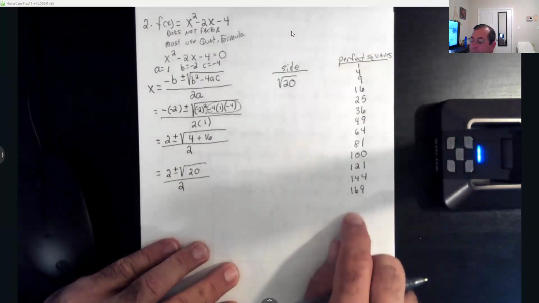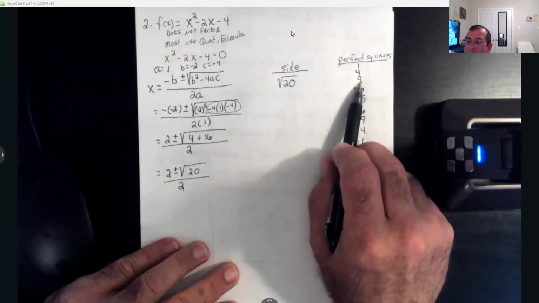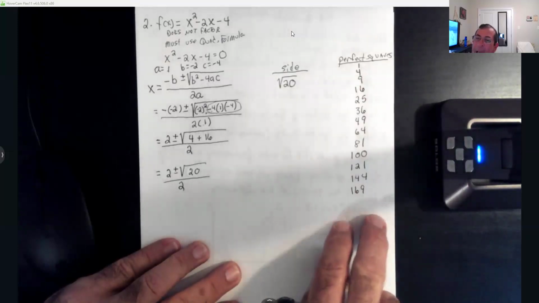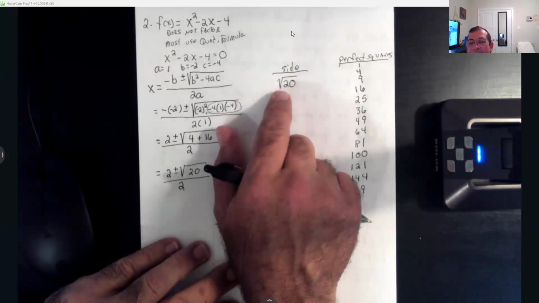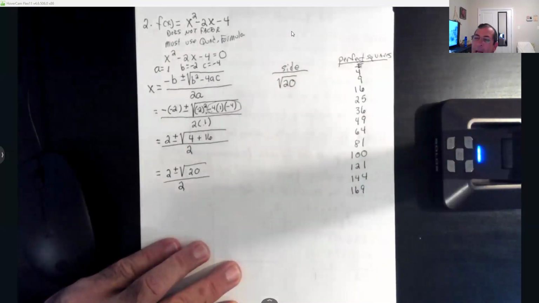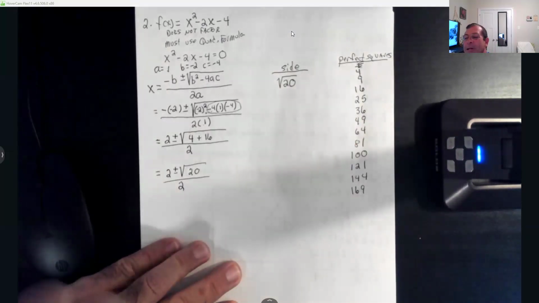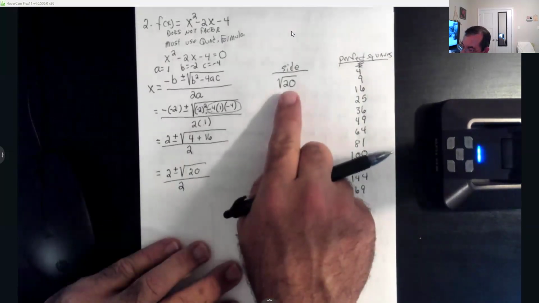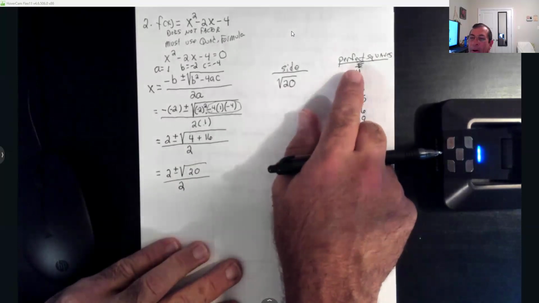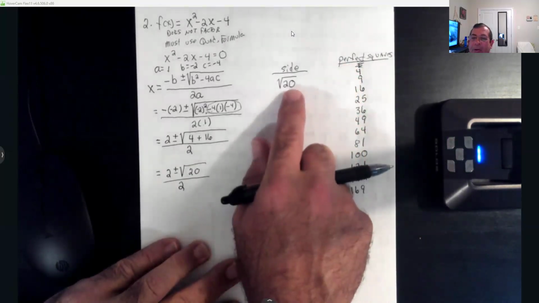These are what we call perfect squares, because if you take the square root of 4, you get a 2. Square root of 9 is 3. Square root of 16 is 4. Now, when you're simplifying a radical, we don't care about the 1. Okay? So here's my question. You got a 20 down here. Are any of these factors over here a factor of 20?